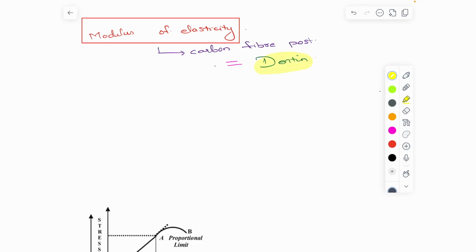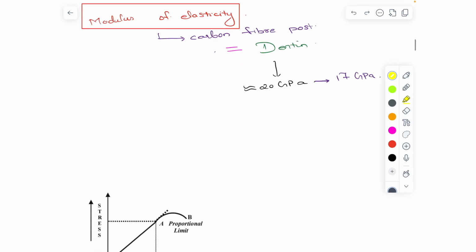If you want to know the exact question, please refer back to the app. So the modulus of elasticity of carbon fiber post is equal to that of dentine. Now what is the value? It is approximately 20 gigapascals. That was one of the options in another question, where different numbers were given: 20 GPa, 30 GPa, 40 GPa. The best answer was 20 GPa. To be very precise, it is 17 GPa.